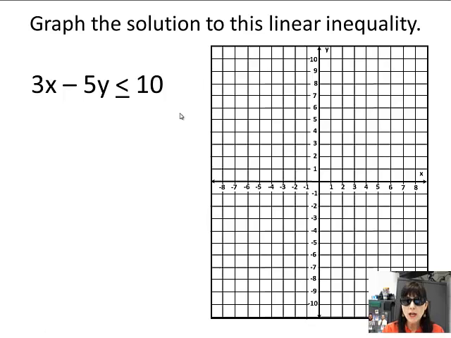I would urge you to pause right now and see if you can graph this one on your own. It's the same format as the other one.